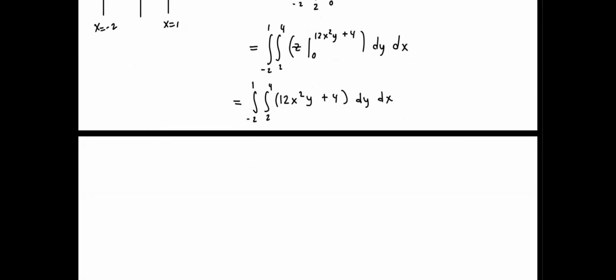So we plug in the upper limit of integration. We have 12x squared y plus 4, plugged in for z. So you're going to integrate from -2 to 1, and then from 2 to 4, of 12x squared y plus 4. When you plug in 0, you're going to get 0, so that wouldn't be needed. Then we do dy first and then dx.